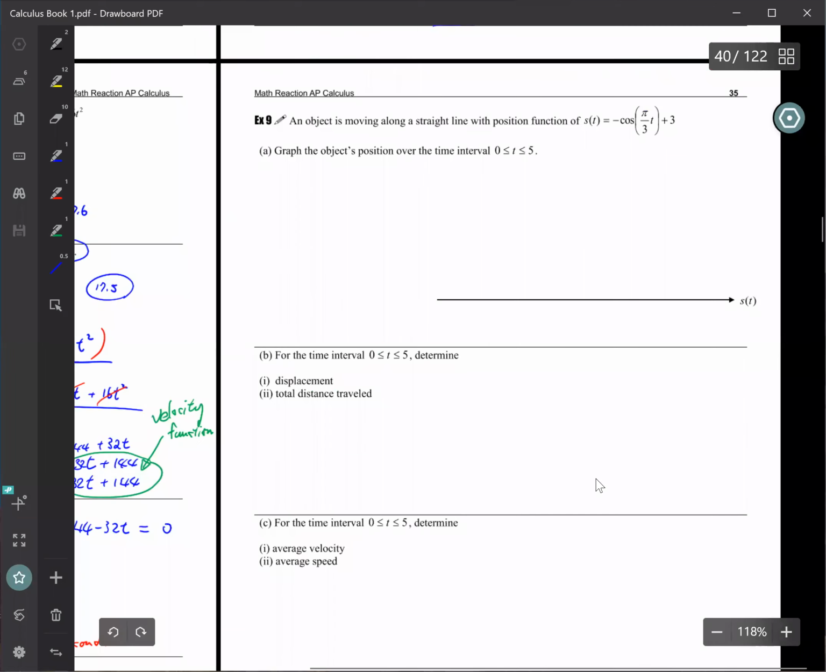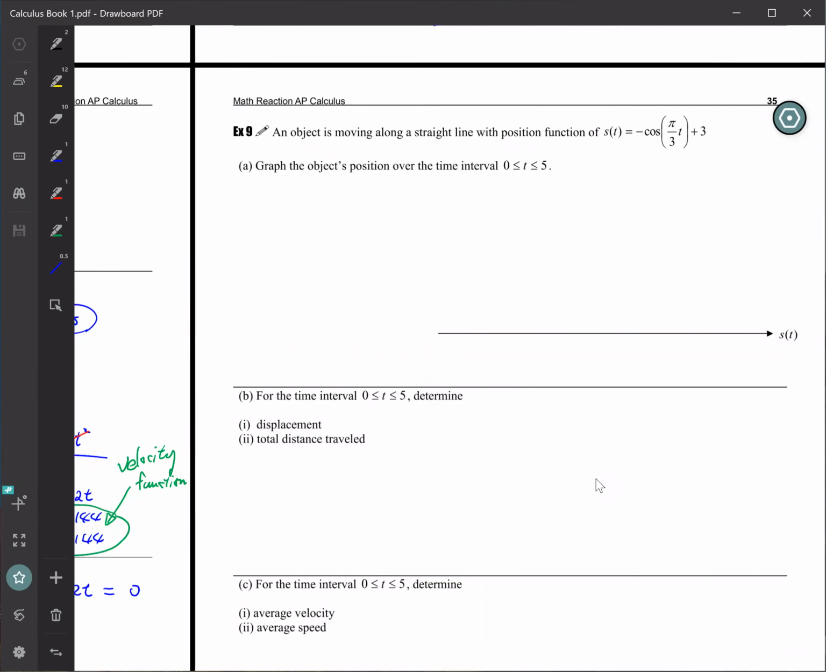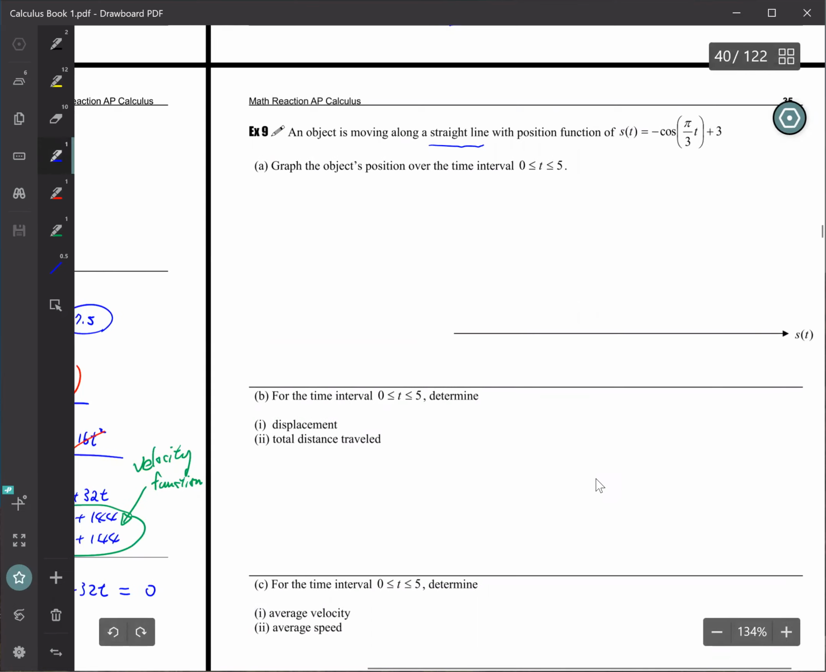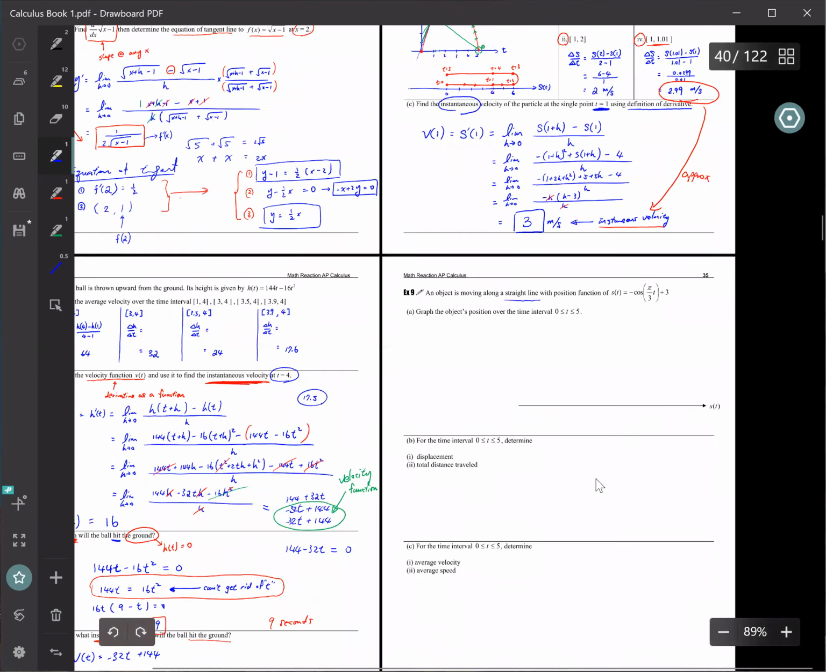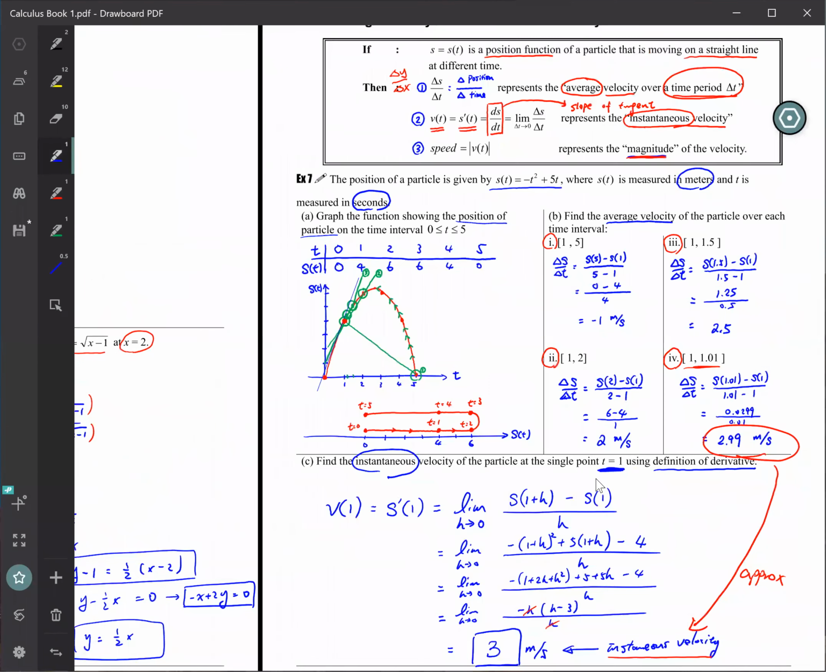Okay, so let's look at question 9. Please look at page 35. This example is another position function, right? We're going to draw how the particle moves along a straight line. Remember, if you want to draw something that moves in a straight line, we did an example up here, and you can take a look at question 7.